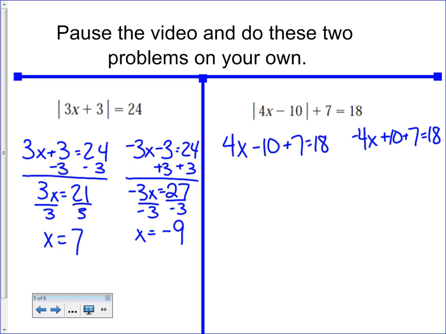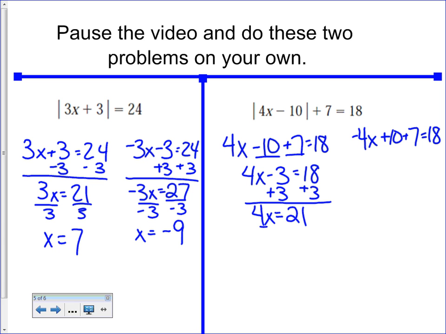Go back and simplify. Minus 10 plus 7. We're doing 4x minus 3 altogether, gives us our 18. They're subtracting 3, so we're going to add 3 to both sides. 4x equals 21. Divide both sides by 4. X equals, and you can leave it as an improper fraction, or you can change it to 5 1/4.